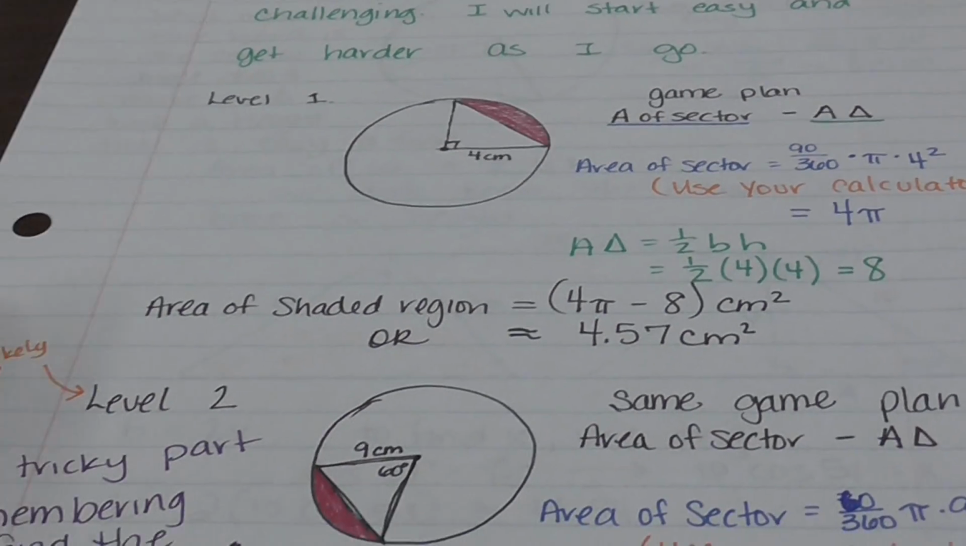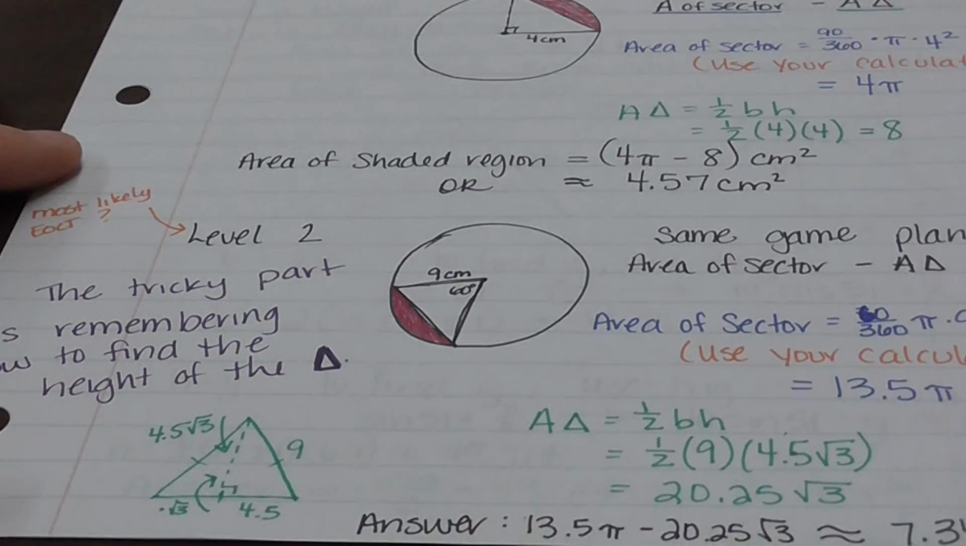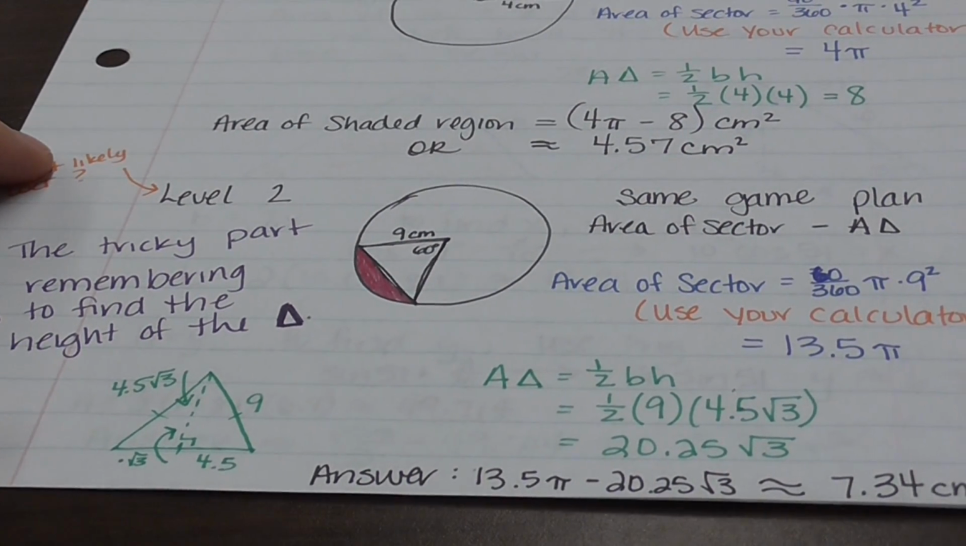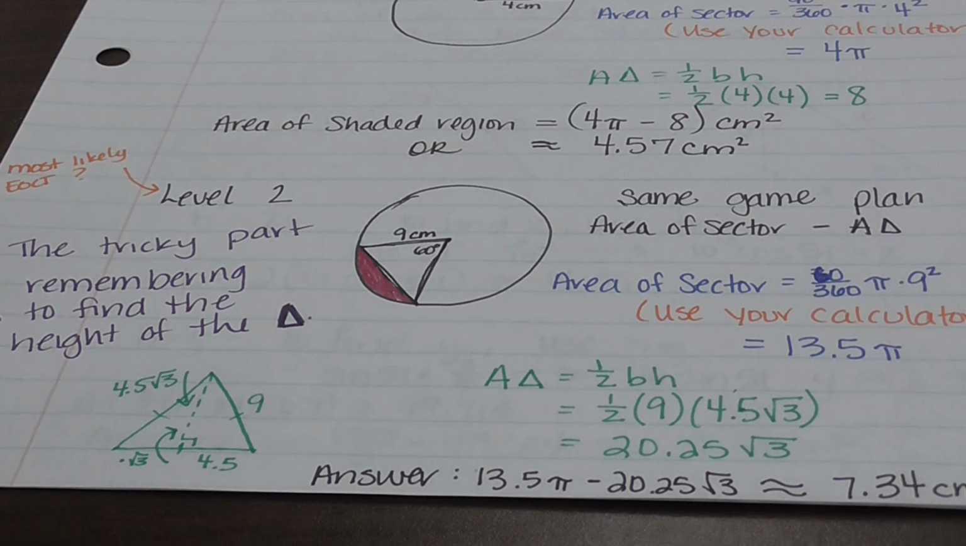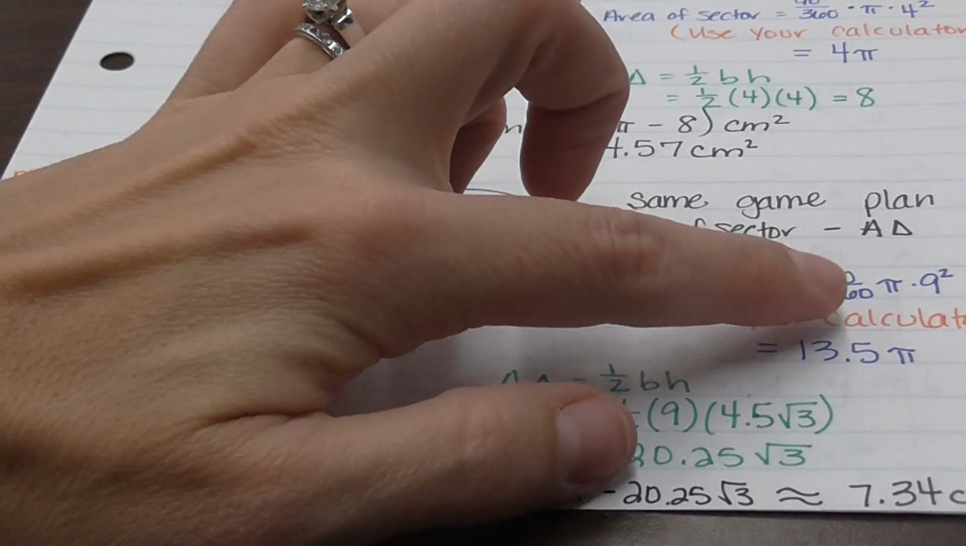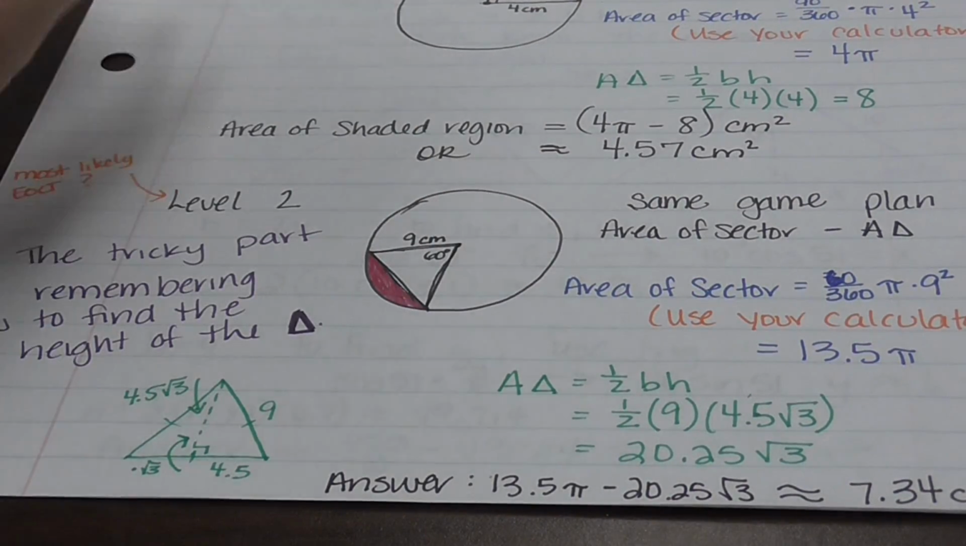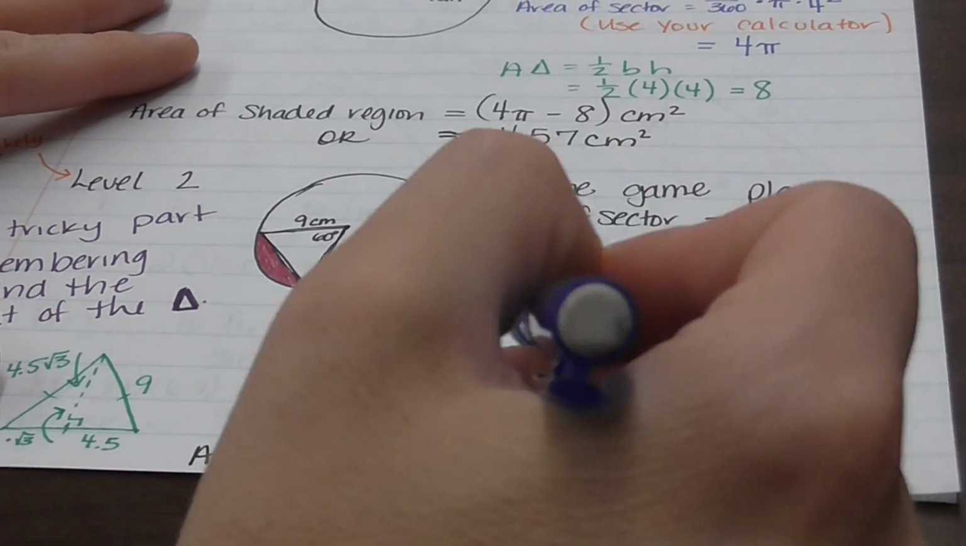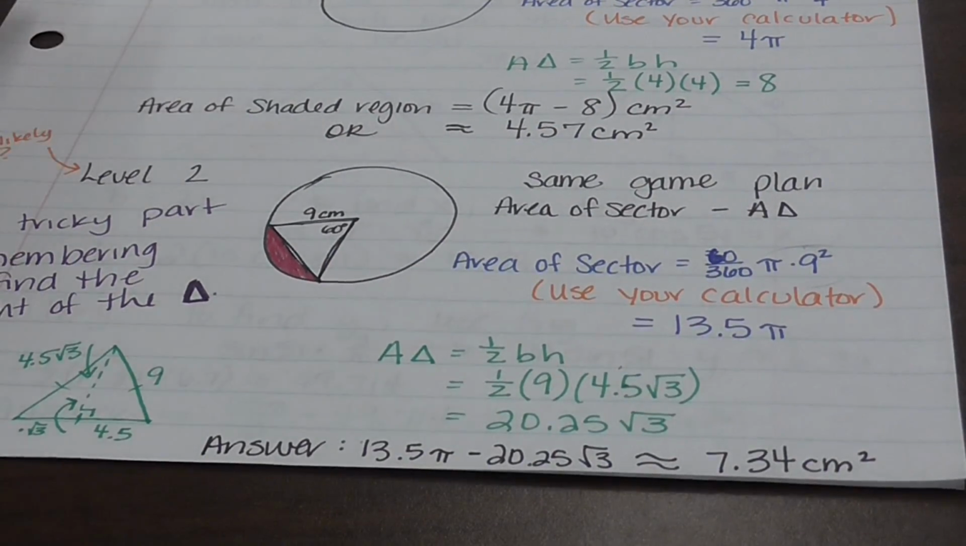Alright, so level 2. These are the ones I would think would be most likely to see on the EOCT or other tests. The game plan is still the same: area of the sector, subtract off the area of the triangle. Area of the sector, real quick: angle over 360 times pi times r squared, basically the area of your circle. Put it in your calculator, you get 13.5 pi.